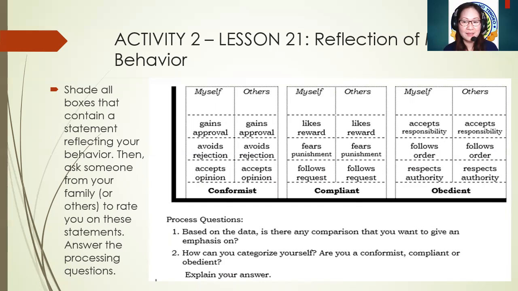And after doing that, little survey, so you kindly answer the following processing questions. Katulad dito, based on the data, is there any comparison that you want to give an emphasis on? And for question number 2 naman, how can you categorize yourself? No, are you a conformist, compliant, or obedient? And then explain your answer.